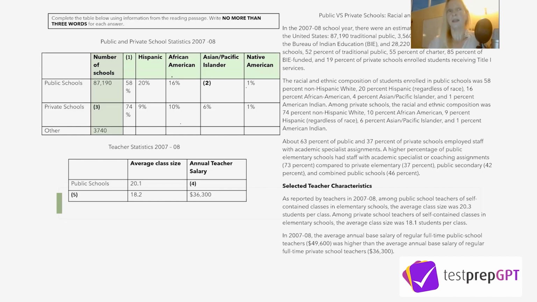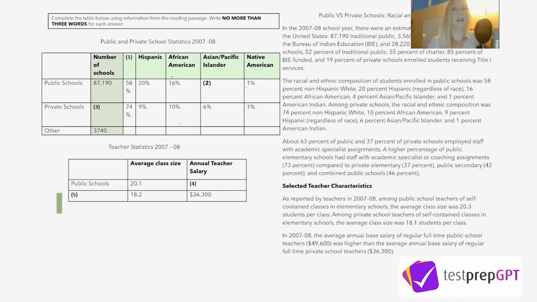Make sure that in the gaps that are missing in the table, you write no more than 3 words. You can write 1 word or 2 words, but 3 maximum. If you don't follow those instructions, if you write 4 words, even if the meaning is the same, you will be marked incorrect. So that's important to remember.